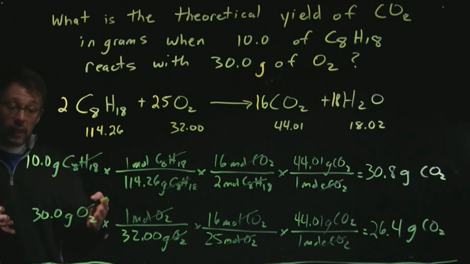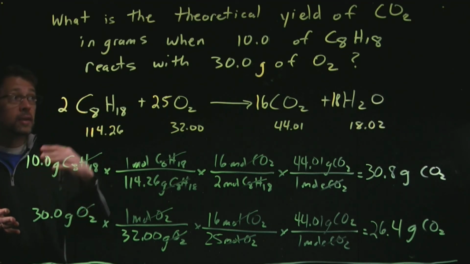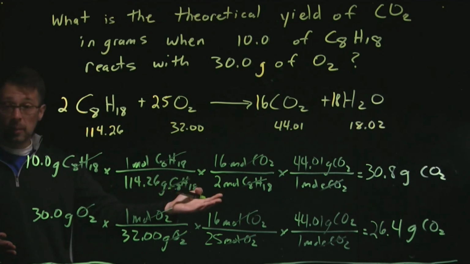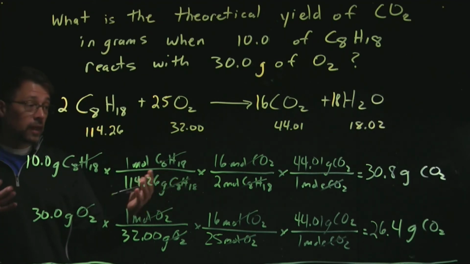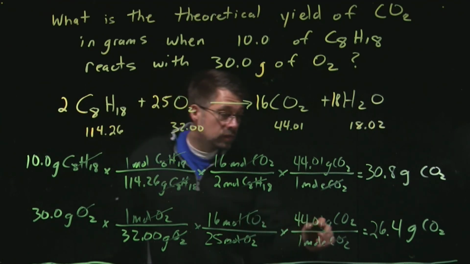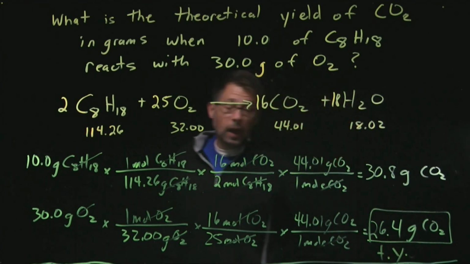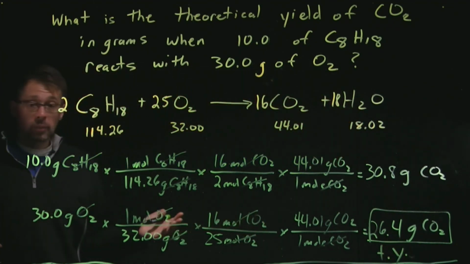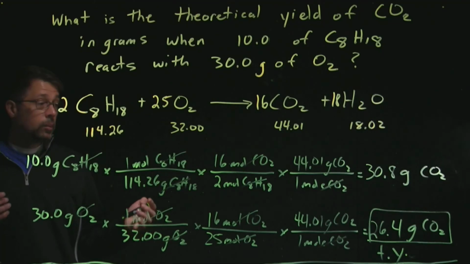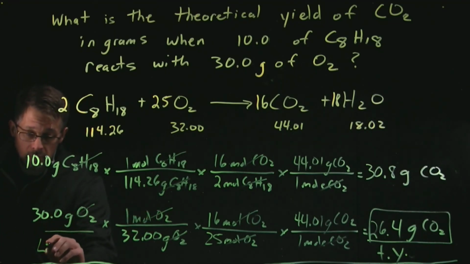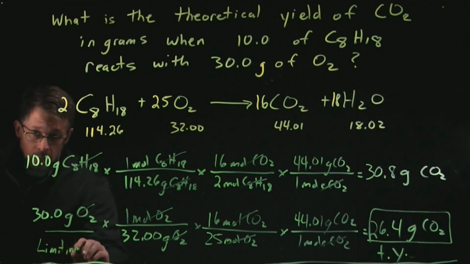So now, if I would have said you have an excess amount of octane reacting with 30 grams of oxygen, that's how much CO2. And in this case, that's what happens. Because this number here, 26.4, that is my theoretical yield. I can't make any more than 26.4 grams of carbon dioxide because the oxygen runs out. That's what makes this the limiting reactant.